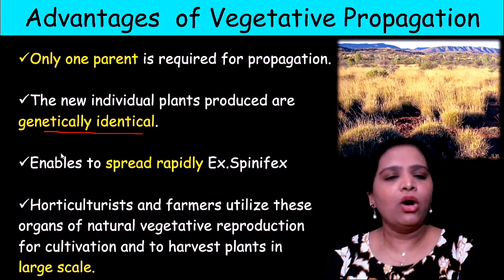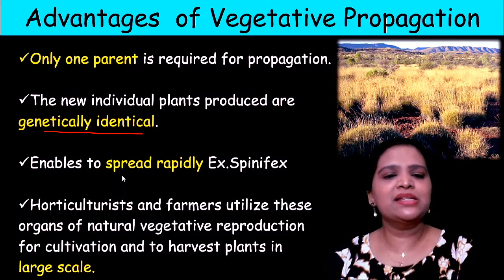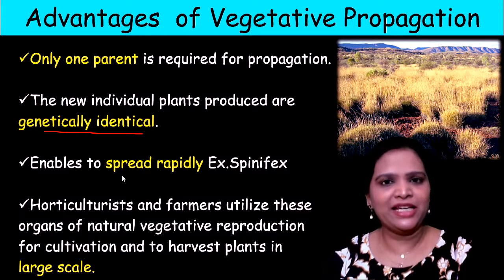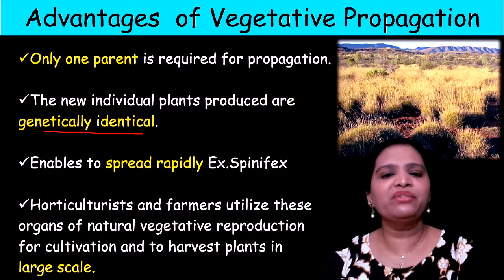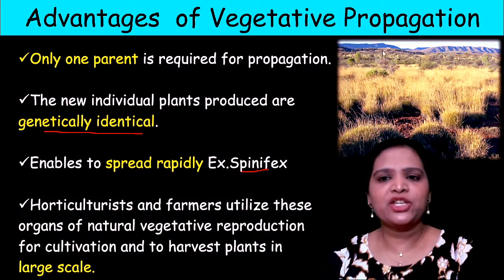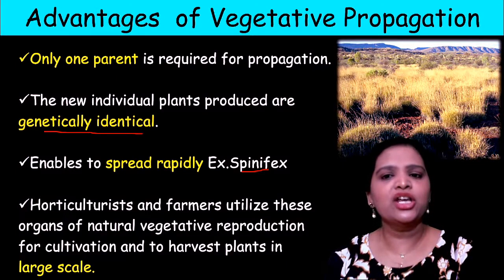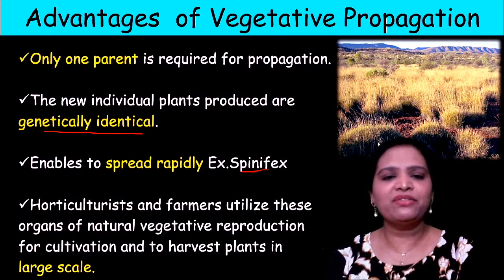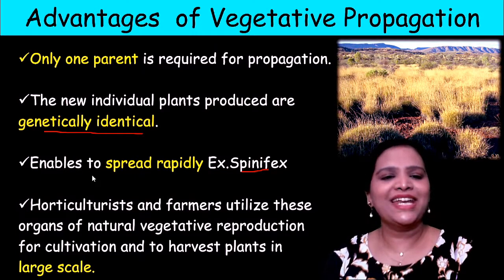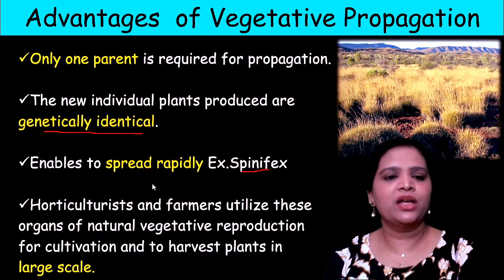Also, this method enables the plant to spread rapidly, meaning it reproduces very fast. An example for this is spinifex. Look at this picture. This is spinifex, like a grass variety. These plants reproduce by this asexual method so that they can spread fast. The generations spread very fast. So it enables the plants to spread very quickly.